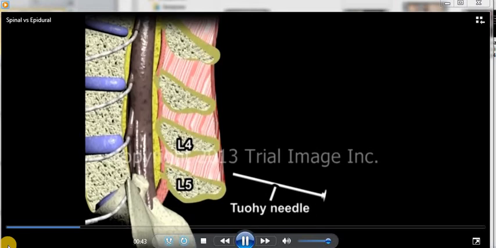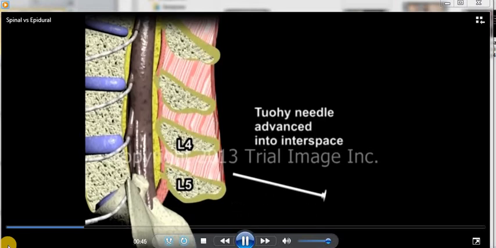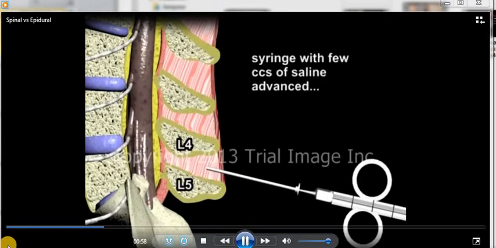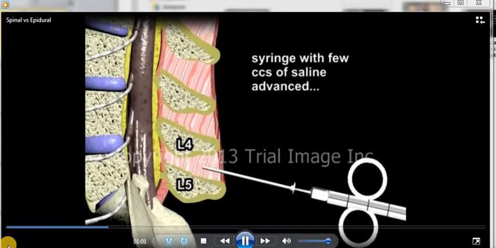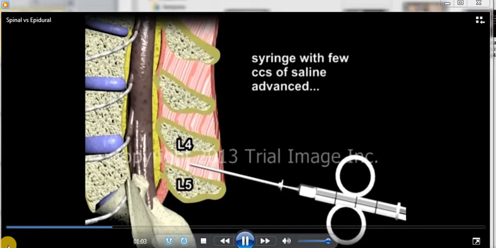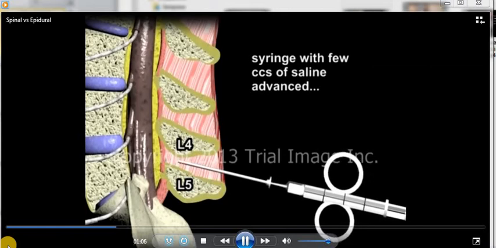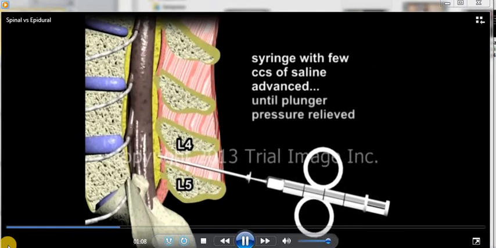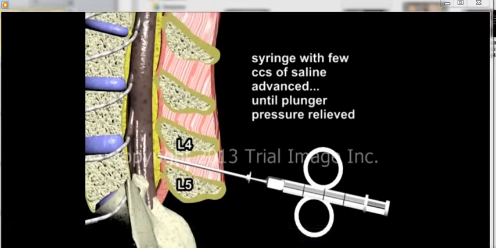A long needle known as a Tuohy needle is first advanced into the soft tissues between the spinous processes of the fourth and fifth lumbar vertebra. A syringe containing a few cc's of saline is attached to the Tuohy needle, with the operator maintaining a light but steady pressure on the plunger of the syringe. The needle and syringe are advanced steadily through the interspace. Once the tip of the needle is advanced into the epidural space, the operator notes a release of the syringe plunger as the saline squirts into the space.